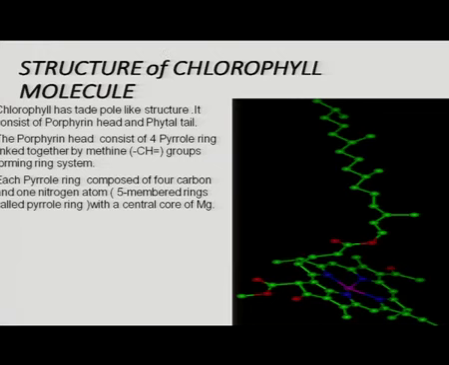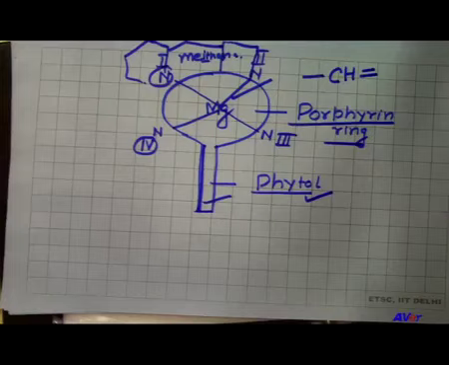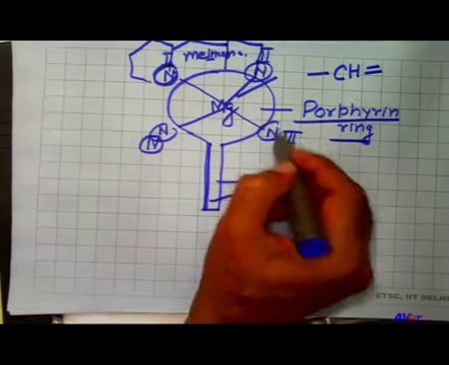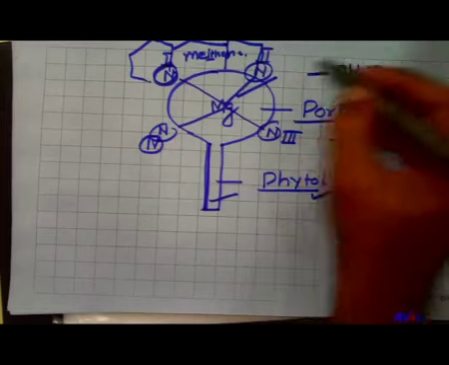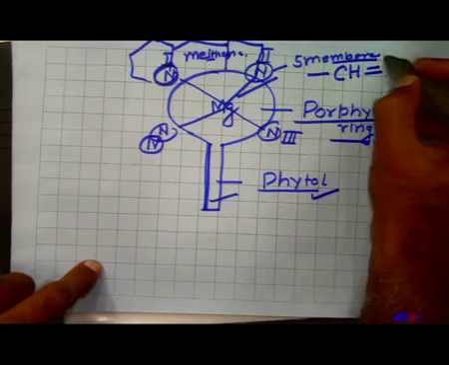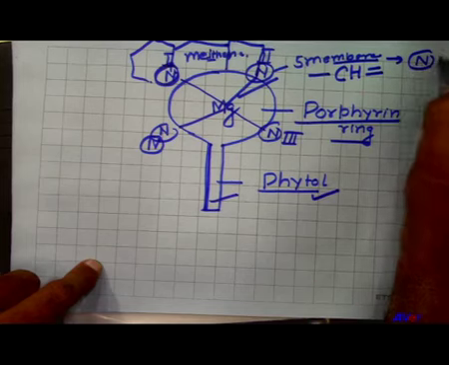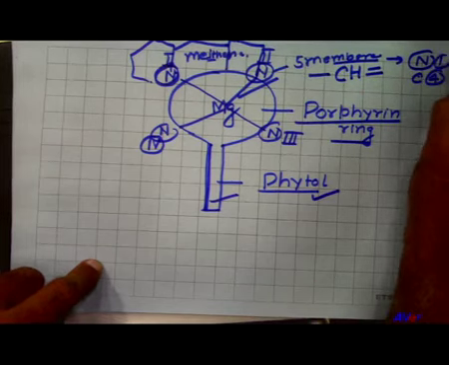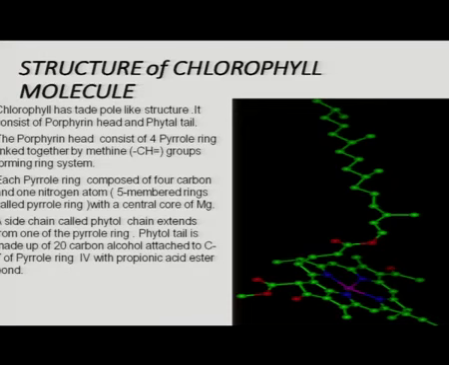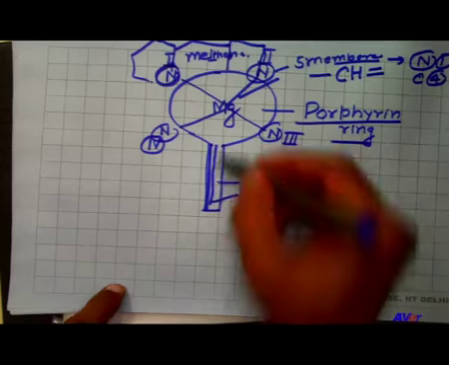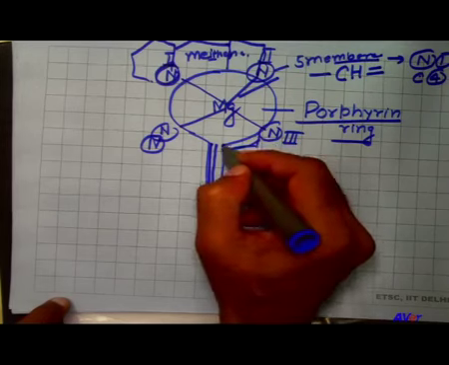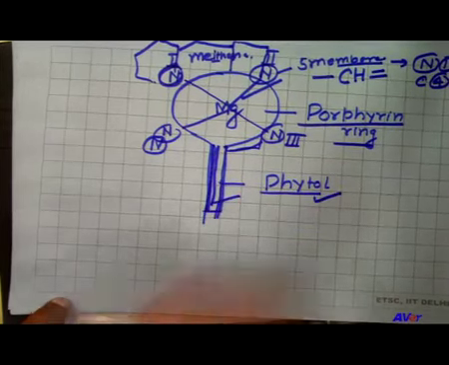Each parallel ring is composed of four carbons, 1, 2, 3, 4 carbons, and one nitrogen. These are the nitrogens we have already discussed, this nitrogen, this nitrogen, this nitrogen and this nitrogen. So each porphyrin ring is made by a five-membered ring; out of five members, one is nitrogen and four are carbon, and each ring contains a central core magnesium. A side chain, that is the phytol chain, extends from one of the parallel rings. Out of these parallel rings, one is going to be extended as the phytol tail.